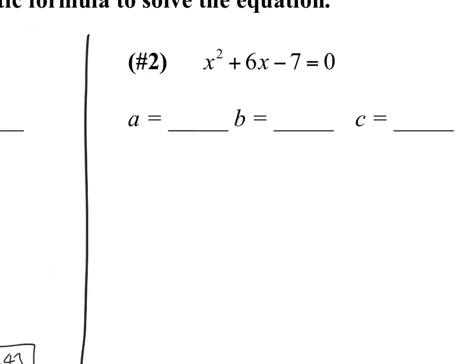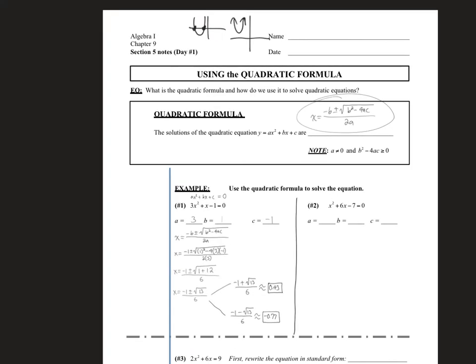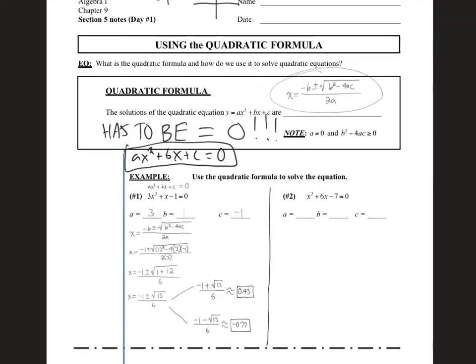Okay, we have x squared plus 6x minus 7 equals 0. Oh, one more thing I forgot to mention that's very important. To use the quadratic formula, it has to be equal to 0. I'm going to write that up here in all caps. It has to be equal to 0 with 3 exclamation points. It has to be equal to 0 to use the quadratic formula, okay? That means it needs to be ax squared plus bx plus c equals 0, like this, okay? All right, going back to the problem now.